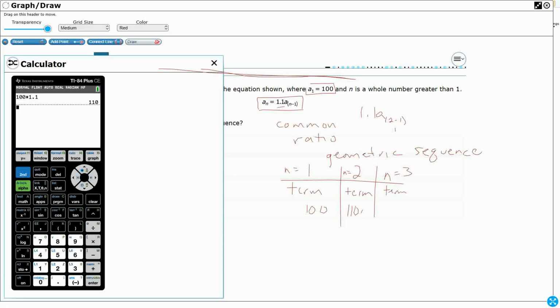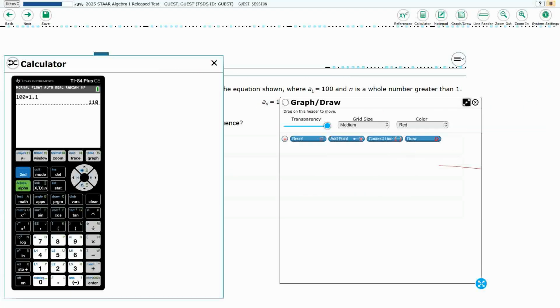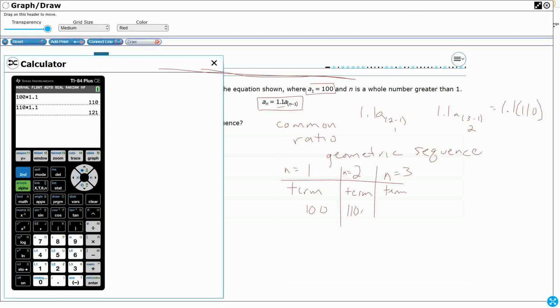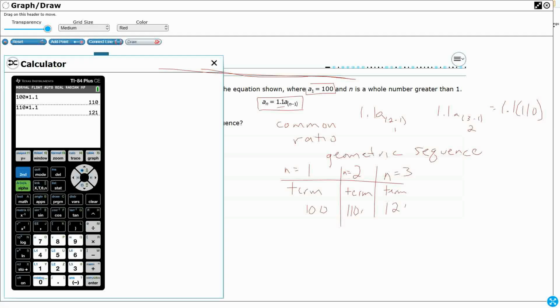But now what I need to do is 1.1 times a sub 3 minus 1, which is simply a sub 2. So what's my second term? It is 110. So now I need to take that 110. That's really just 1.1 times 110. So we're just going to take each term and multiply it by the 1.1 of the previous term. So I've got my 121, okay? So we can put that right there.